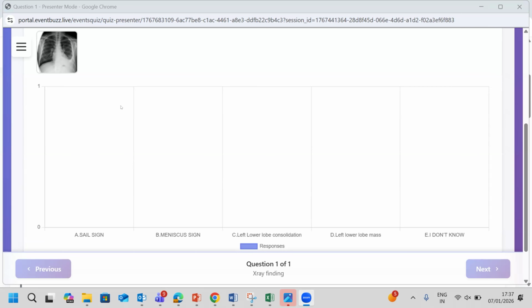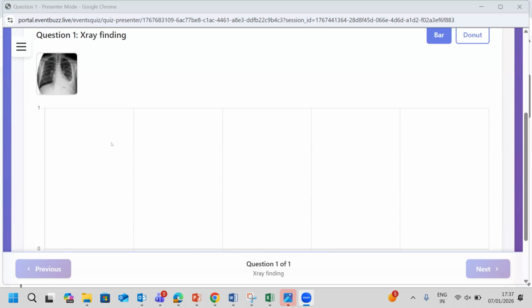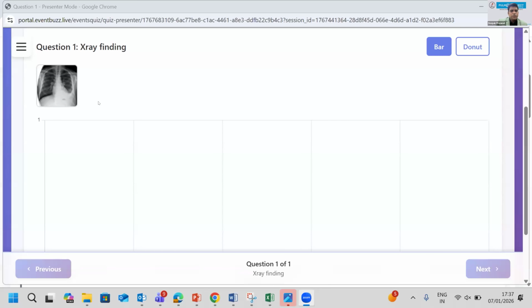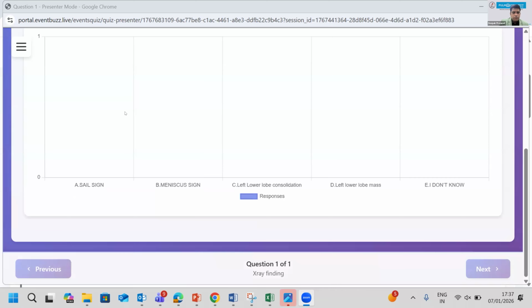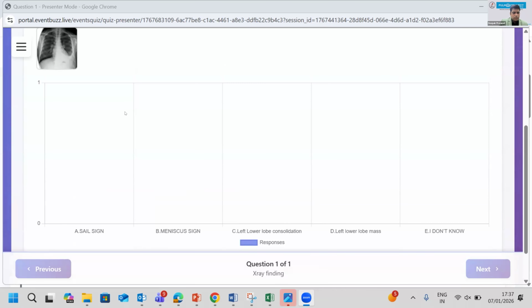So the quiz is live now. They can see the first question. The first question is: what is in the X-ray? Please poll for the answers, because your answer will get you an exciting prize in the form of an Amazon voucher, which has already been declared.